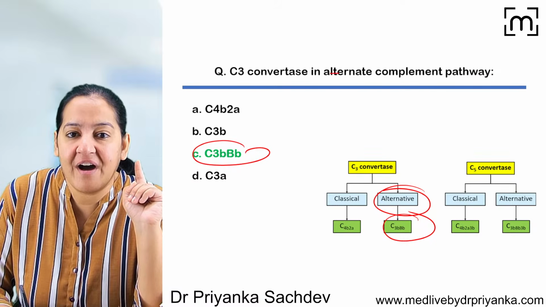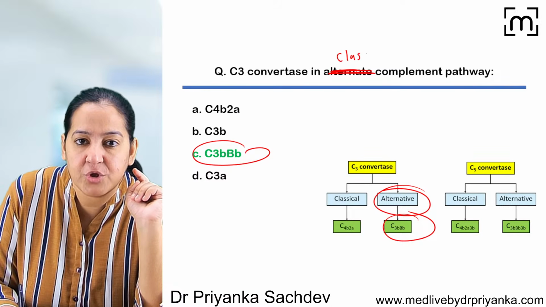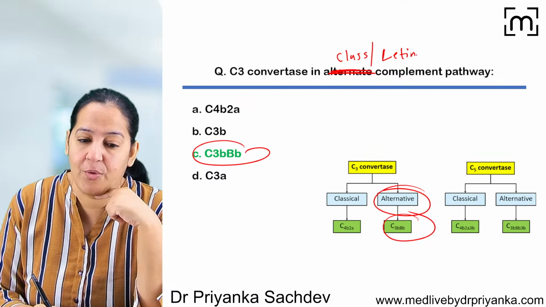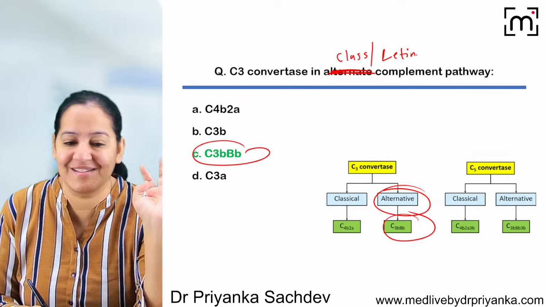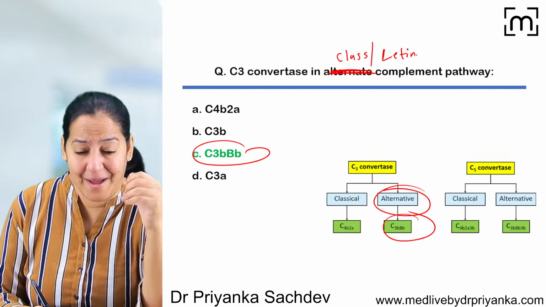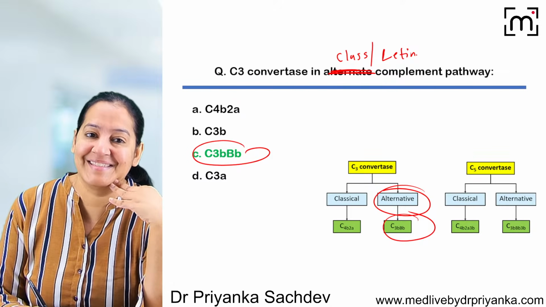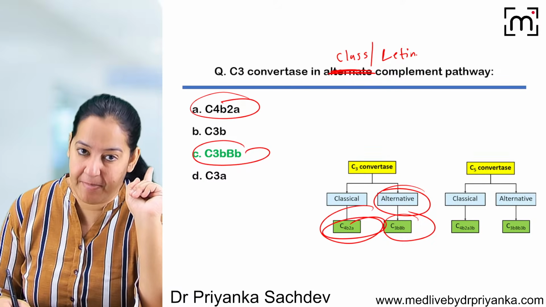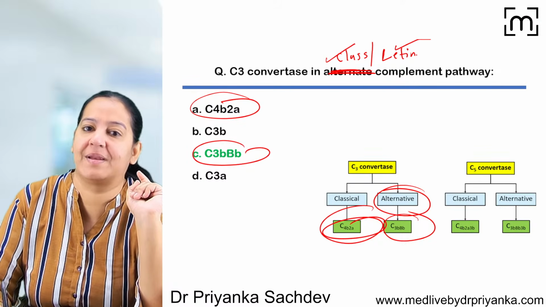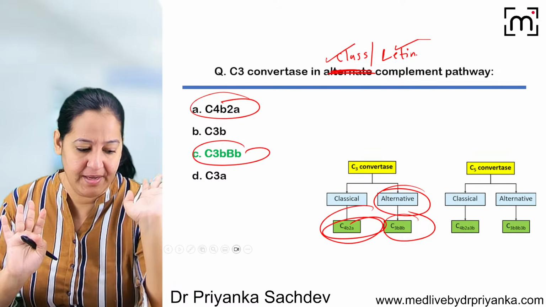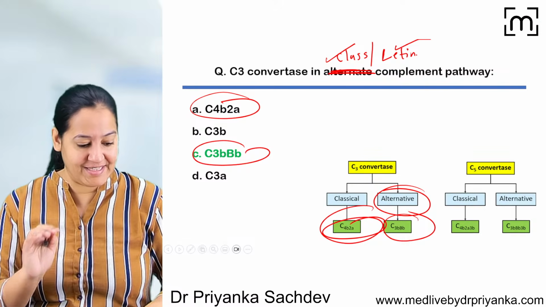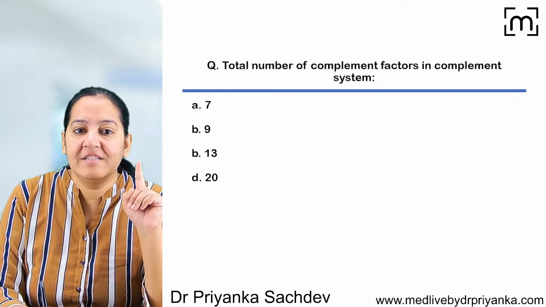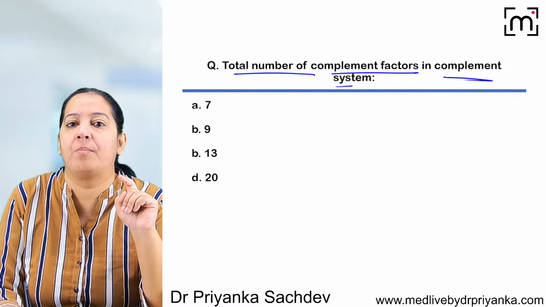Let me change the question. Instead of alternate pathway, if I ask classical pathway, or Lectin pathway or Mannose pathway, what is your answer from ABCD now? The options are the same. I'm changing the pathway. Yes, in that case, your answer will become A. It will be 4B2A. 4B2A will be the C3 convertase in classical pathway as well as lectin, because classical and lectin are exactly the same. So you get questions on that. Okay, read the next question and tell me the answer. Tell me the total number of complement factors in the complement system.